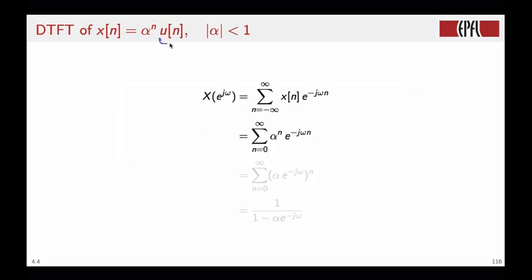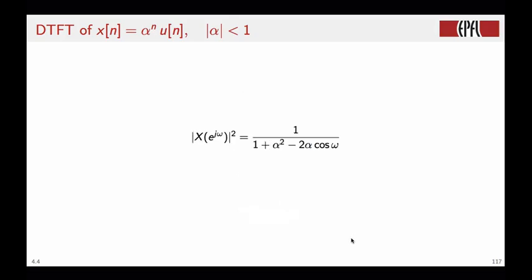The sequence is one-sided. There's a unit step here, so that means that the index of the sum will start at 0, and for n equal to 0 or larger, the value of x of n will be alpha to the power of n. We can collect the two powers under the same exponent, and we can see that this is simply a geometric series with ratio alpha e to the minus j omega. And so the result will be in the end 1 over 1 minus alpha e to the minus j omega. The magnitude of the Fourier transform is easy to compute. It will be 1 over the square root of 1 plus alpha squared minus 2 times alpha cosine of omega.